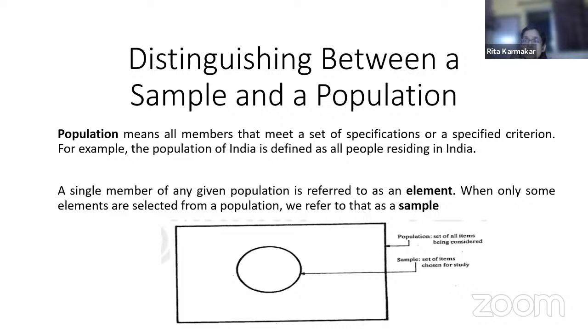There are certain things in the slide, but I would rather ask you all to come up with your views: what do you mean by a sample and a population? These are two different terms. How can you distinguish between sample and population? Any views?